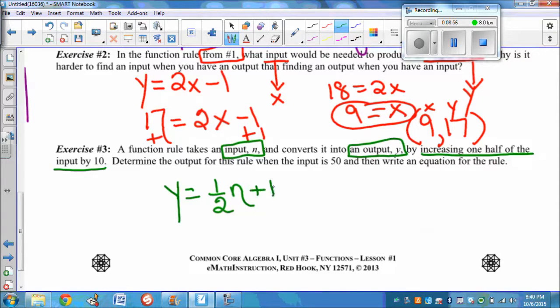Increasing, so plus 10. Sorry guys, the printer's going off and the phone at the same time.